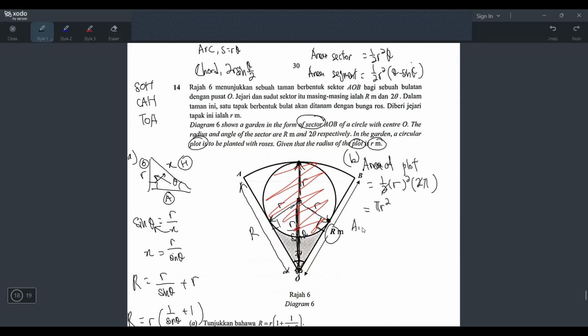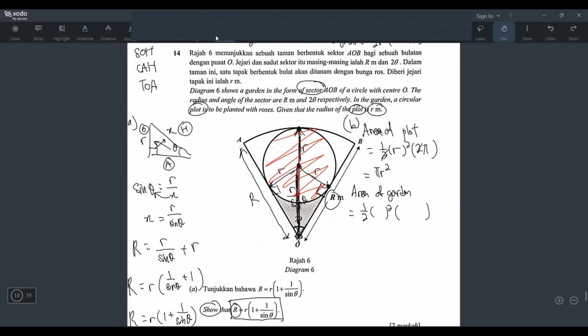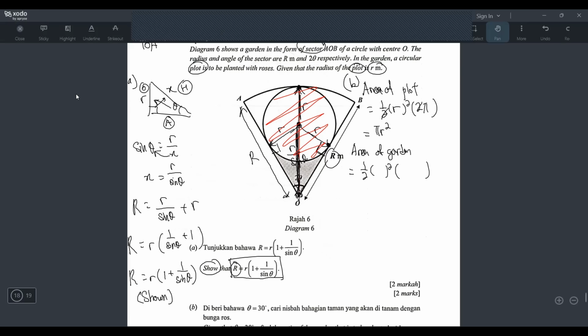But you also need to find area of garden, right? Because don't forget, you want the ratio of this circle to the whole garden, right? So how do you find area of garden? It means you find the area of big sector. So which formula? Same formula lah, 1/2 r square theta. But what will be your radius? Your radius will be your big R, right? But I recommend you don't write the big R, okay? Because if you write the big R, you cannot compare it with the area of plot later. So how do we do it? Okay, let's think.